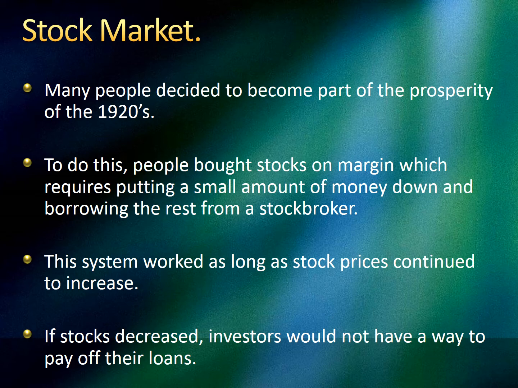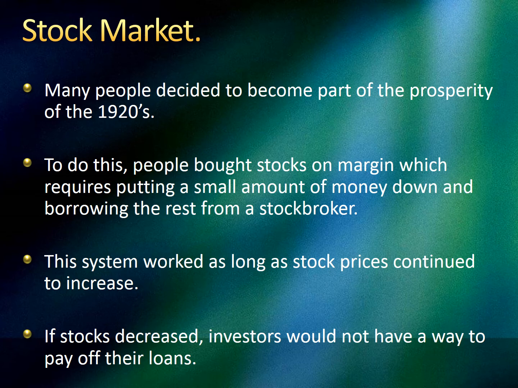Another big problem with the U.S. economy is the stock market, and some of you have probably heard of this. Many people decided to become part of the prosperity of the 1920s. The 1920s were a big time, especially in American culture and history, of spending and buying. So everyone kind of wants to get in on the wealth. Everybody wants to make some money.